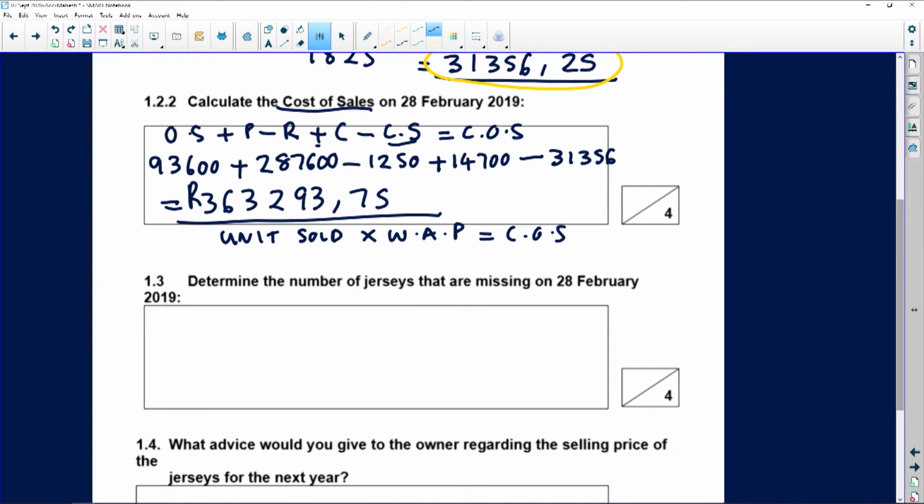Right, 1.3, so we're almost done with this question. We've just got 1.3 and 1.4 to go. And if there's time, we'll talk about some ethics on stock valuation.